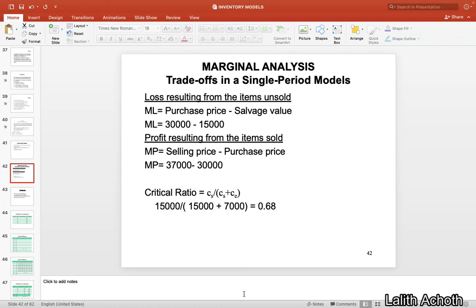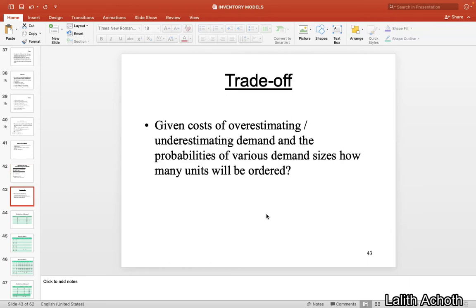So now from this we calculate the critical ratio. The critical ratio is cost of shortage divided by cost of shortage plus cost of excess. Now we know that the marginal loss is 15,000 and the marginal profit is 7,000. So we calculate the critical ratio as 15,000 divided by 15,000 plus 7,000, which is equal to 0.68. Now this is called the critical ratio, which is very useful and very important when we take decisions when it comes to single period models. Now we will see how it is employed.